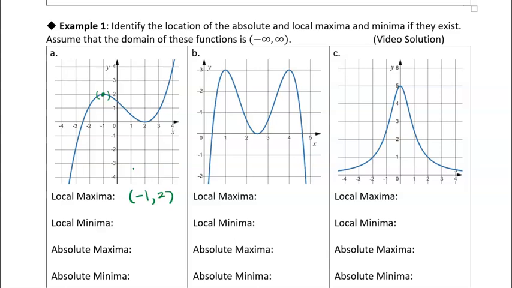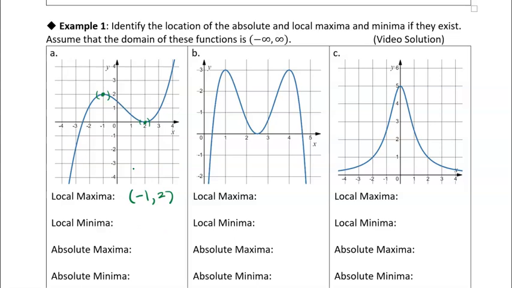Because when x is negative 1, it appears that the function reaches a maximum of 2, right? It increases to 2 and then decreases after that, okay? And then there's a local minimum here, right? Because at this point, the value of the function is lower than any of the points near it. So we can say that there's a local minimum at 2, 0.